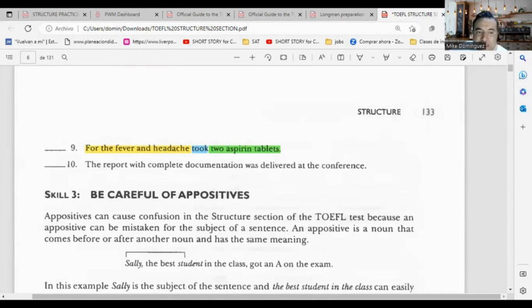What is missing is the subject. For the fever, she took, or we took, or I took, or everybody took. I think it was a recommendation, like for the fever and headache, take two aspirin tablets. Also, we may generate other ideas in our mind. That's what causes confusion, right?